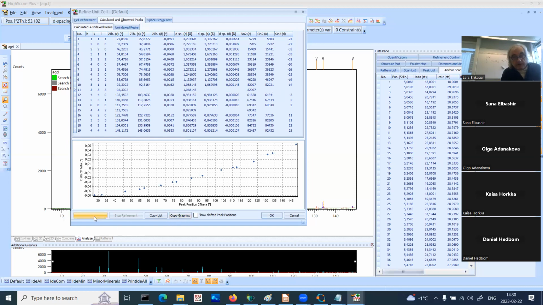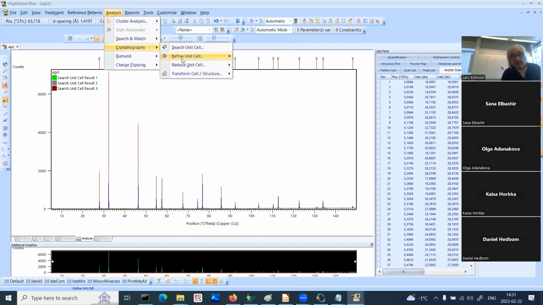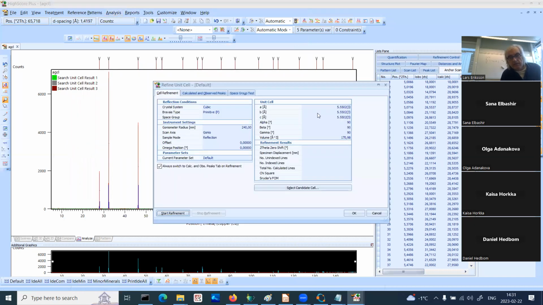So we can do more refinement. Nothing happens. That's in a way good. So, clicking OK. What was the unit cell? It was 5.5502 with a standard deviation of 3. The 3 is probably an indication of the precision.